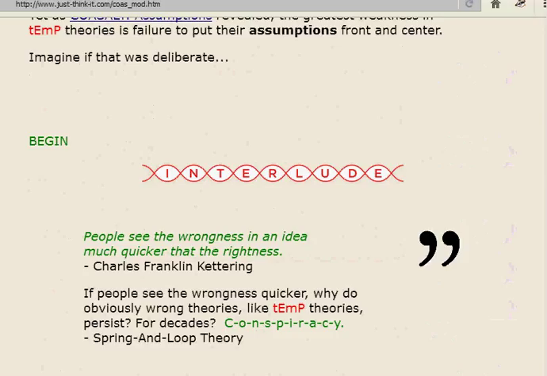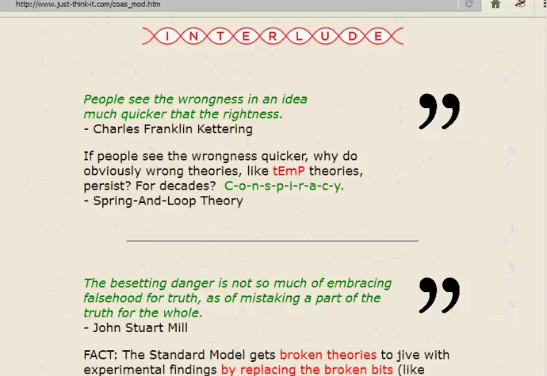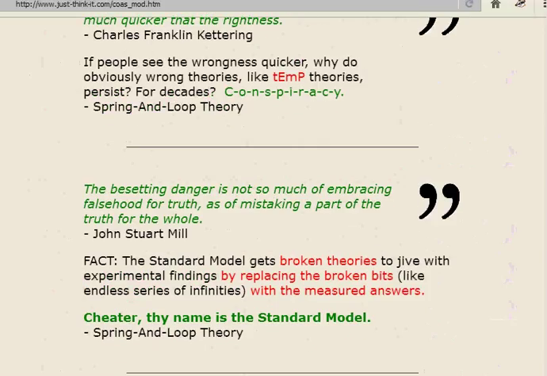Conspiracy. Spring and loop theory. The besetting danger is not so much of embracing falsehood for truth as of mistaking a part of the truth for the whole. John Stuart Mill. Fact. The Standard Model gets broken theories to jive with experimental findings by replacing the broken bits, like endless series of infinities, with the measured answers. Cheater, thy name is the Standard Model.